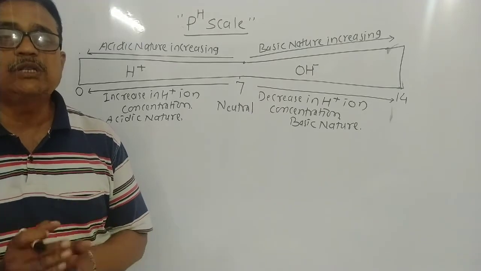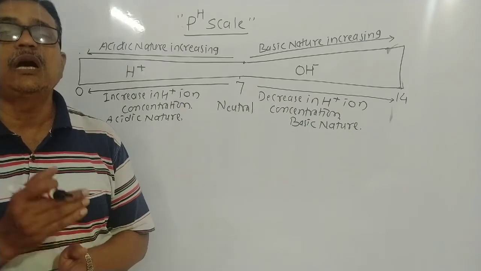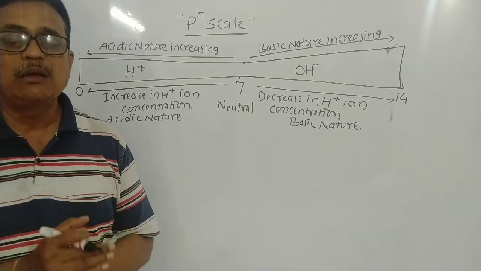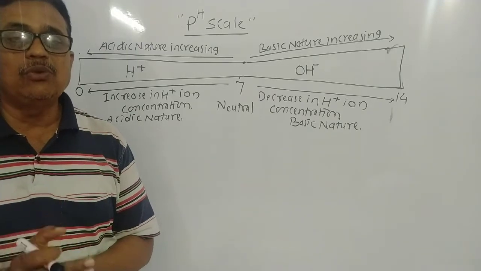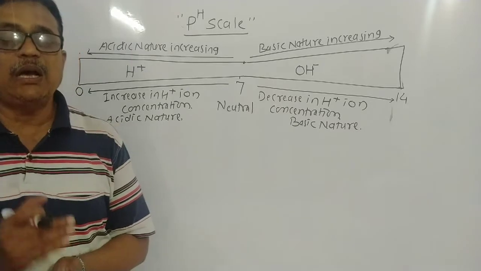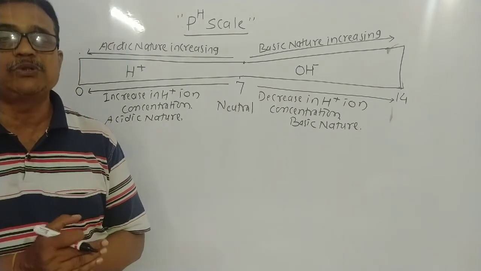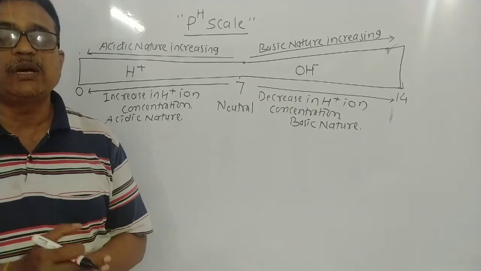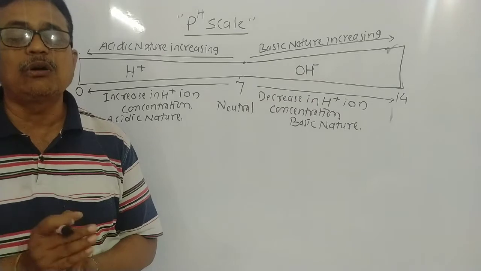Then, what is a strong base? OH negative ion is the main component of a base. If the solution of a base gives a large number of OH negative ions, then that is called a strong base. If the base solution gives a less number of OH negative ions, then that is said to be a weak base. H positive, or hydrogen, is the main component of acid.